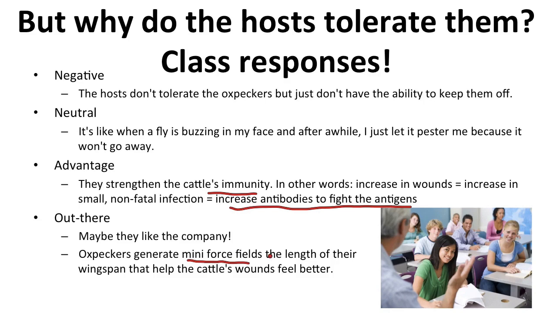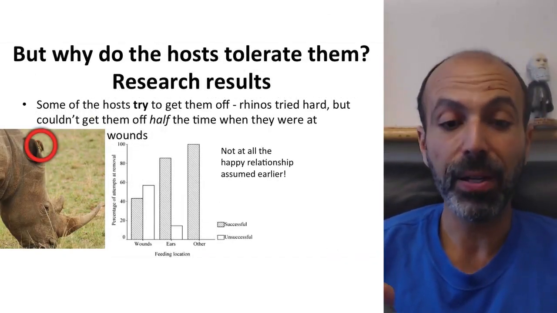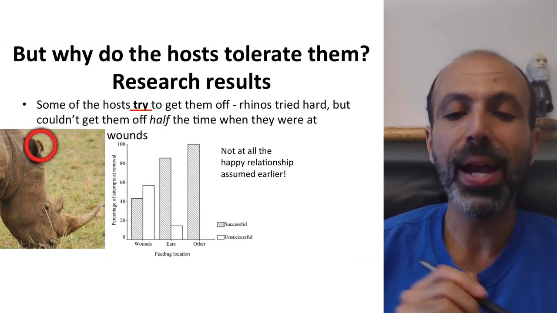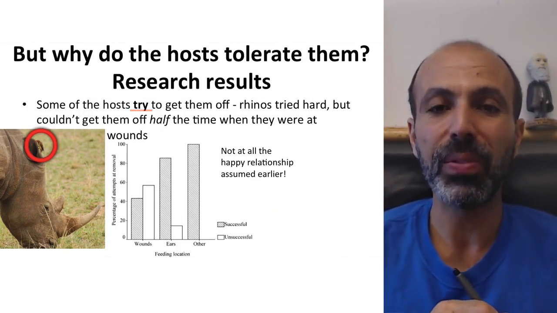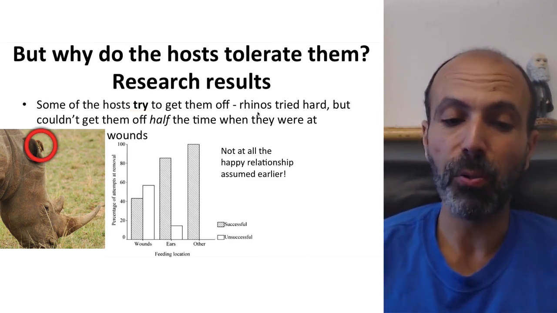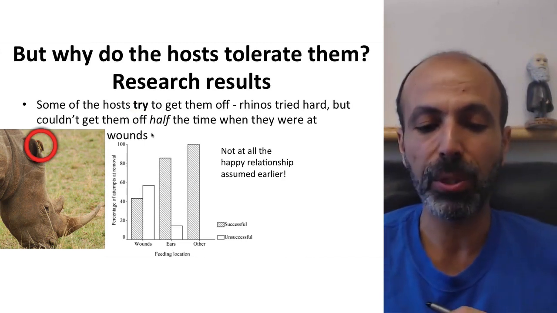When we look at the research results for why the hosts tolerate these, it turns out, in fact, that some of these hosts try to get them off, but are unable to do so, just like the one student had suggested in the previous slide. In the case of rhinos, they tried quite hard, but were only able to get them off half the time when they were at wounds.